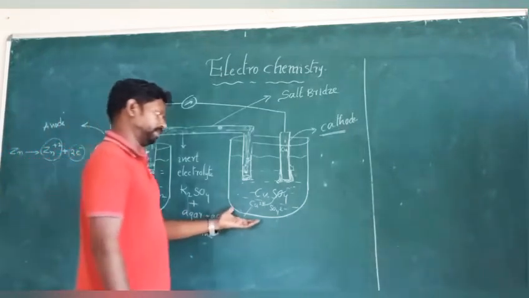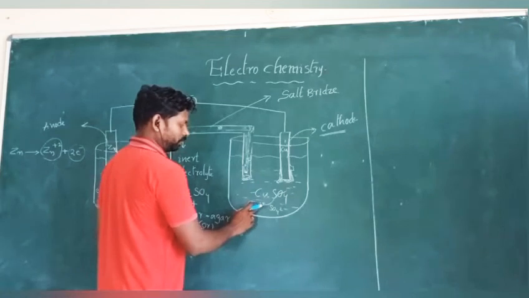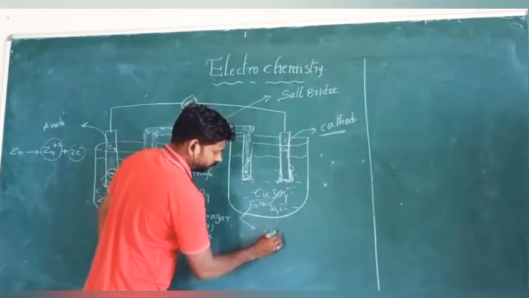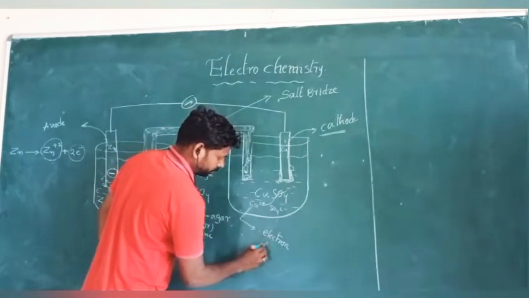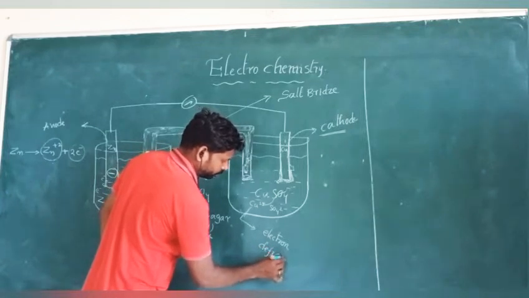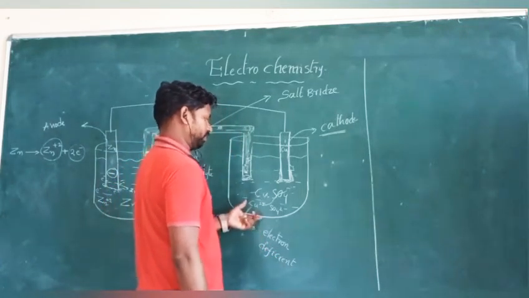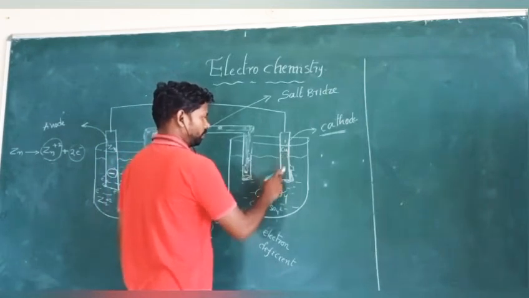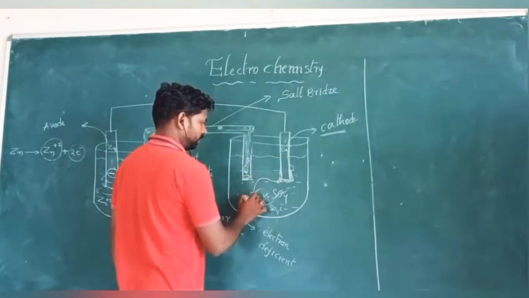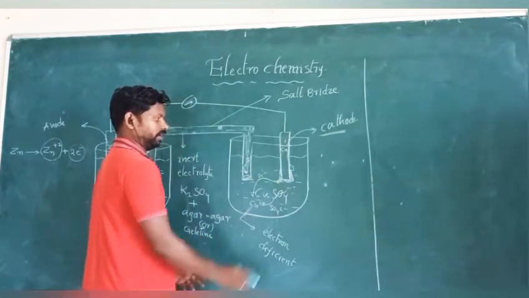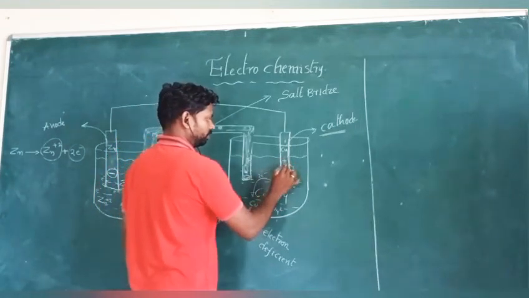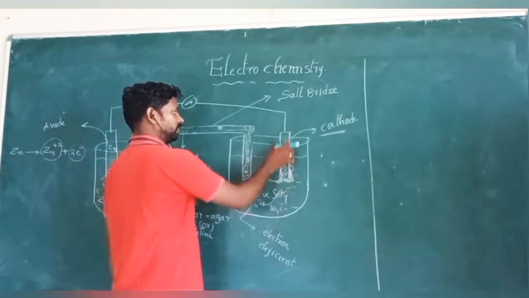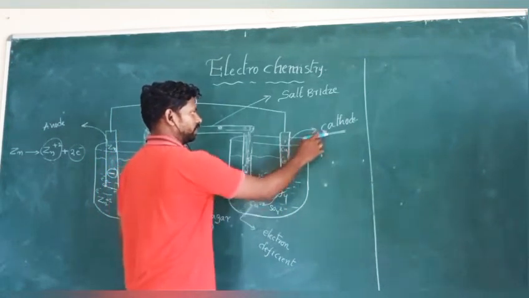Now come here. Here Cu2+ is electron deficient. So due to the deficiency of electrons, this Cu2+ is taking 2 electrons from the copper rod. Now the copper became positive. The rod which has a positive charge on it, that we call cathode.